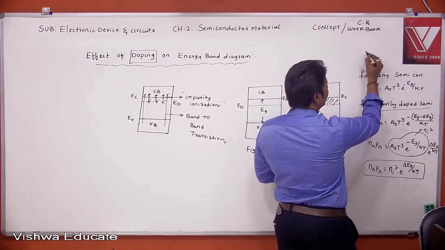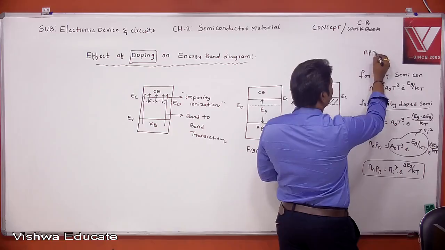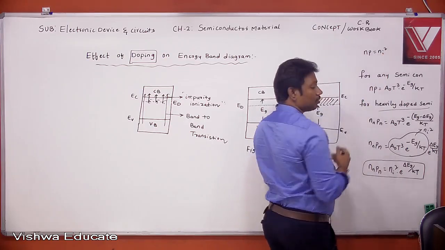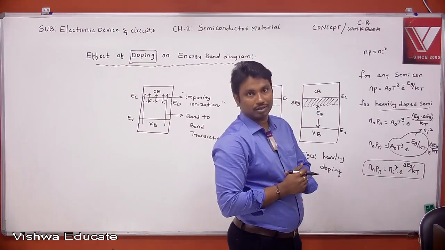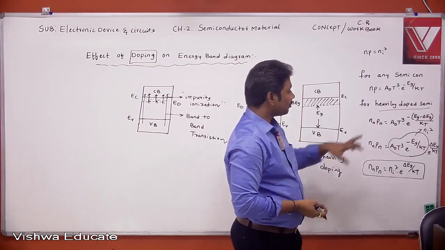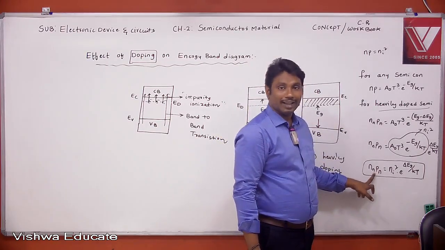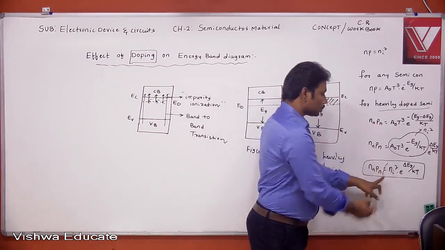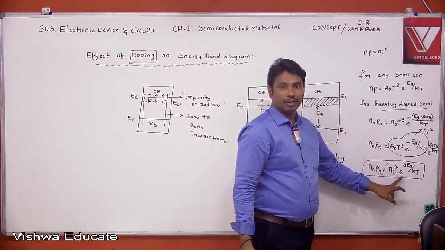What is the mass action law? The product of electron concentration and hole concentration is equal to the square of intrinsic concentration, that is the mass action law. But in the case of a heavily doped semiconductor, this NP is not equal to Ni square, right?